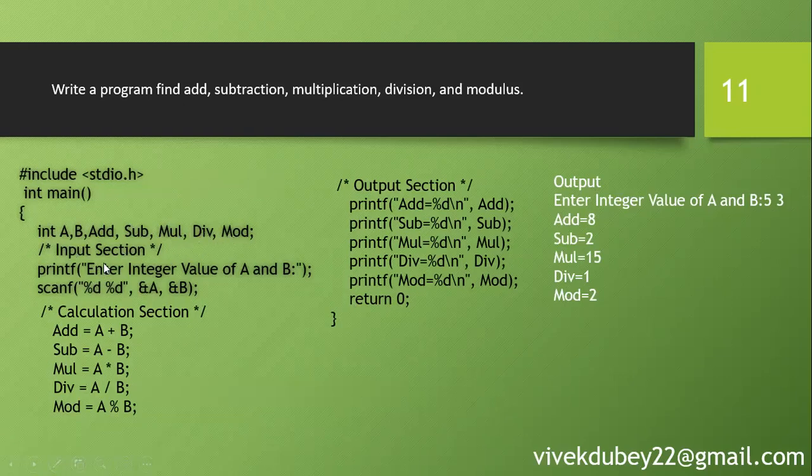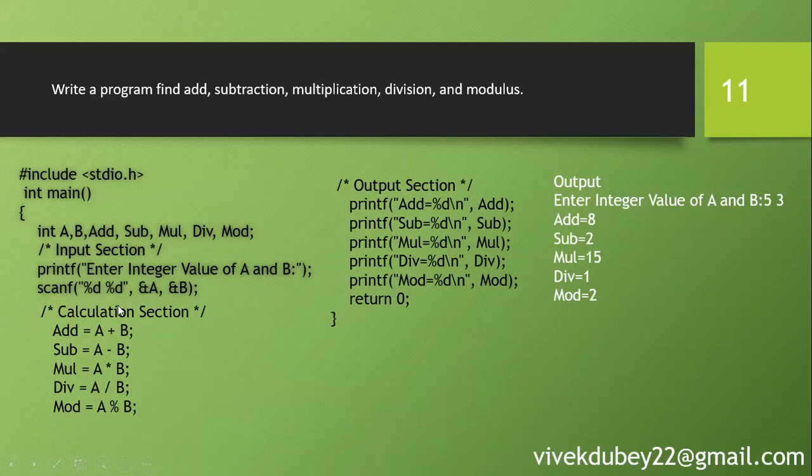Now the input section. First give a message to the user to input the two values A and B, with scanf. Here the ampersand is for what? Memory operator, the address operator. %d is for what? It is a control string.